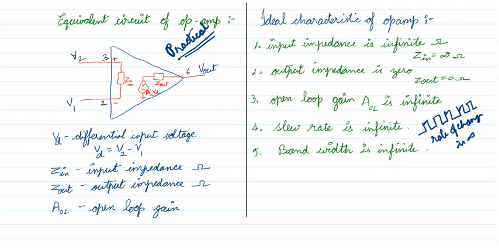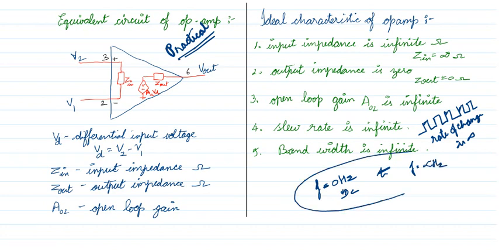Then the next is bandwidth. What is bandwidth? Range of frequency. It's infinite. That is, the op-amp operates in the same way from the lowest frequency to the highest frequency. The lowest frequency, we know, is 0 hertz, that is your DC. The highest frequency is a very high value, say some infinite hertz. For all these frequencies, it works in the same way.